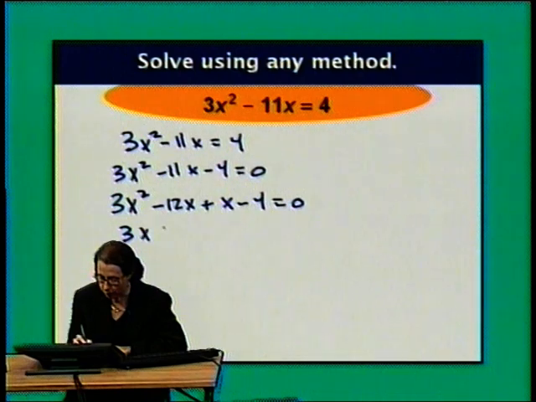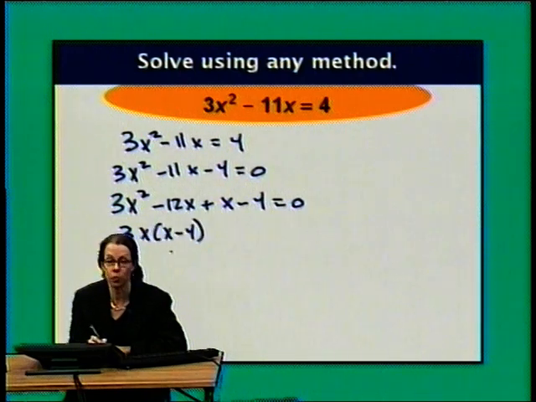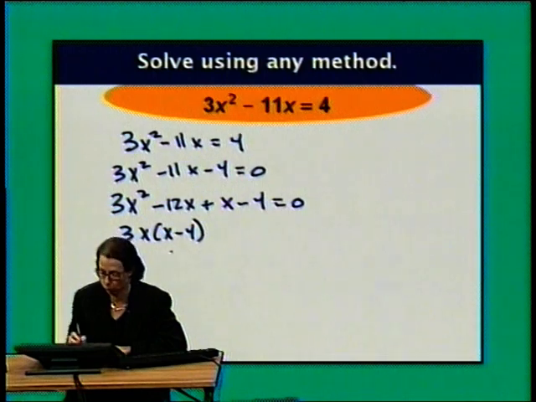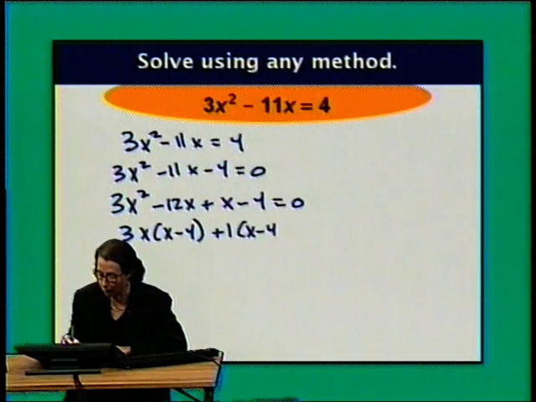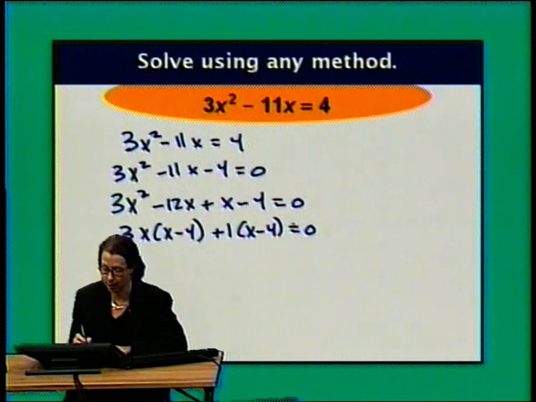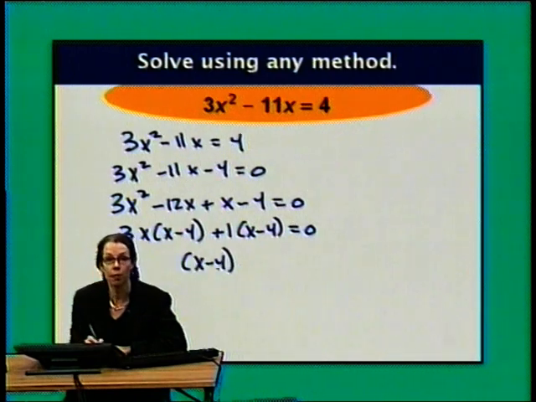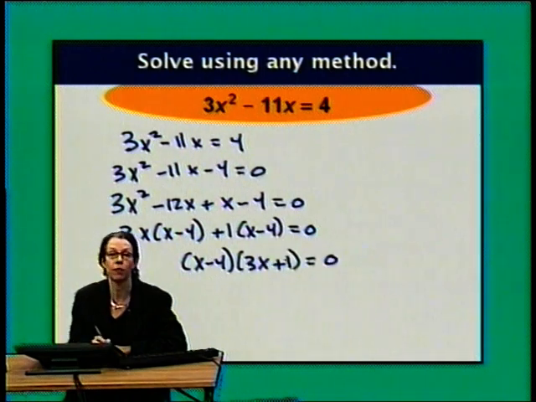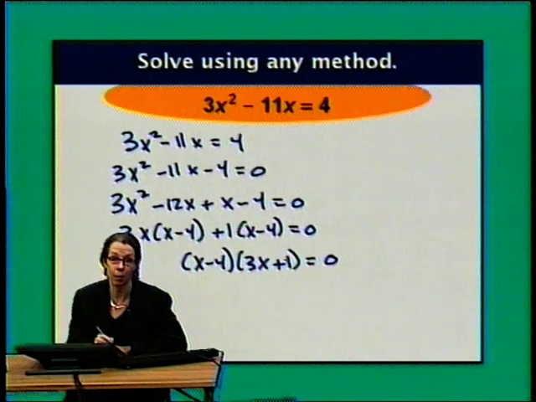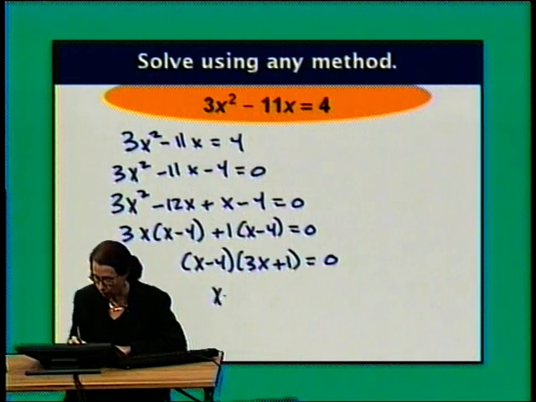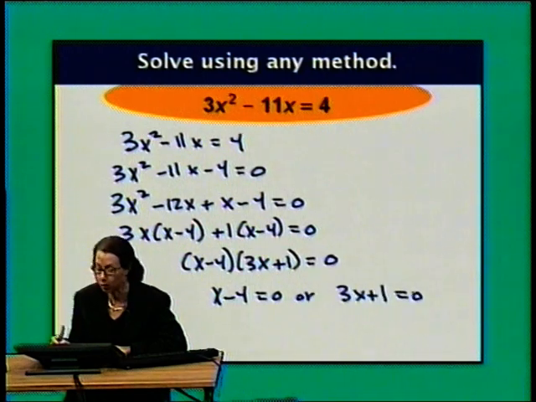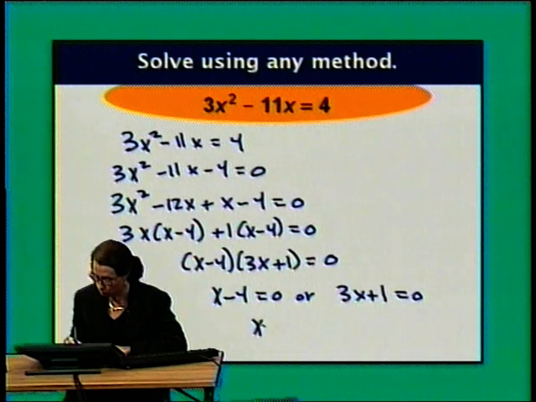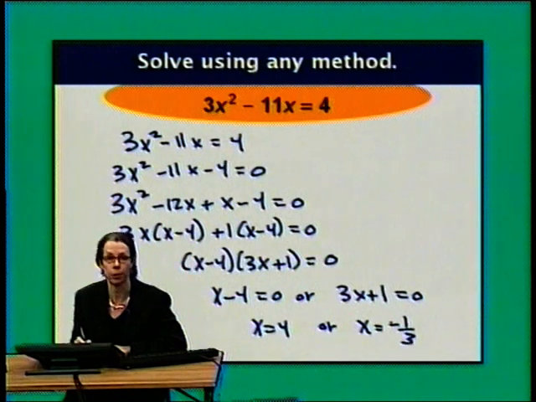So I have a common factor of 3x in the first two terms that I could pull out, and the last two terms have a common factor of 1, which I'll pull out for emphasis. And now I see I have a common binomial factor of x minus 4 in both terms, leaving behind a binomial factor of 3x plus 1. Now applying the zero product principle, I know that x minus 4 equals 0, or 3x plus 1 equals 0. So I have two equations, x equals 4 or x equals negative 1/3.